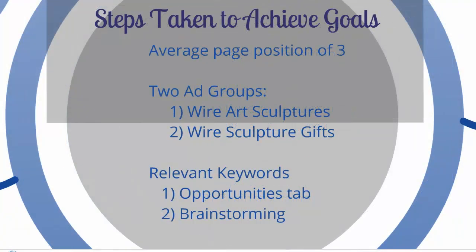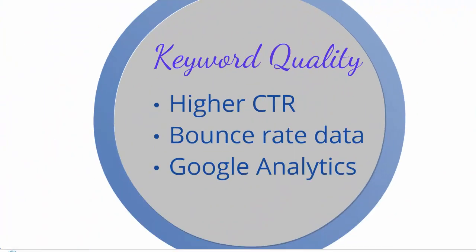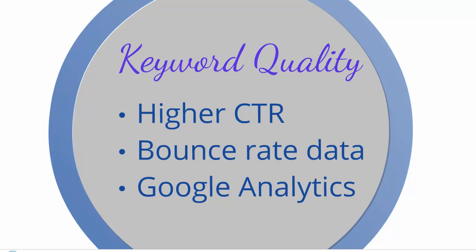We determined that an average position of at least 3 would contribute the most in achieving the 3 campaign-specific goals. We created 2 ad groups, one named Wire Art Sculptures and the other named Wire Sculpture Gifts. For these ad groups, we obtained relevant keywords by holding a brainstorming session and utilizing the Opportunities tab. To ensure high keyword quality scores, we filtered our keywords throughout the campaign based on the highest click-through rates and the bounce rate data we retrieved from Google Analytics.